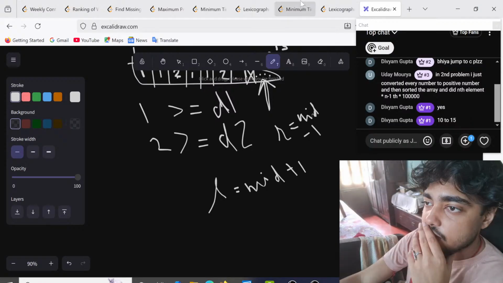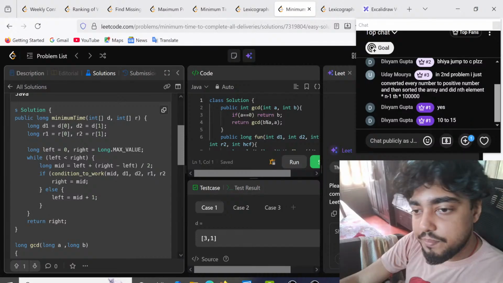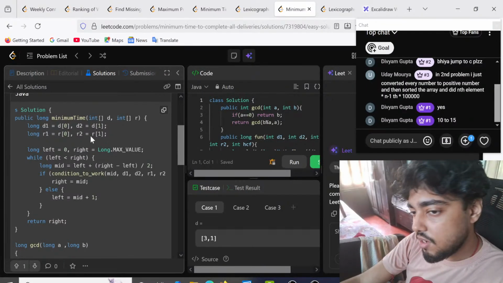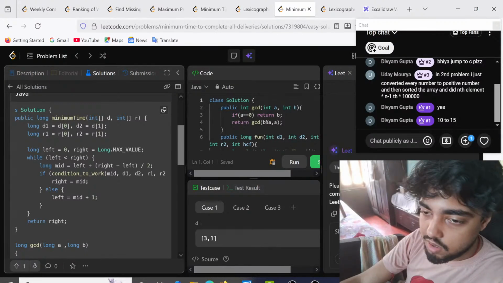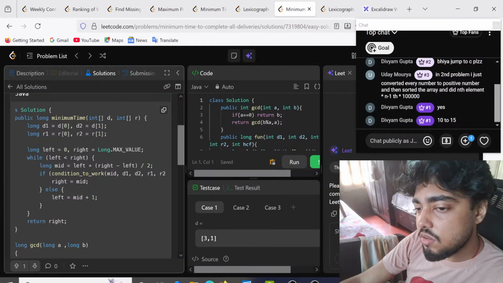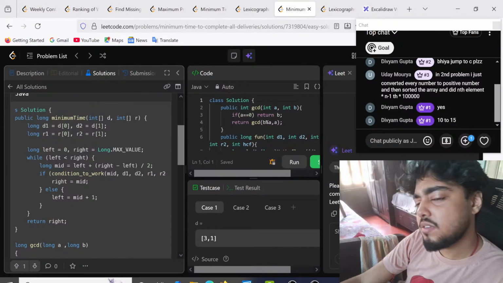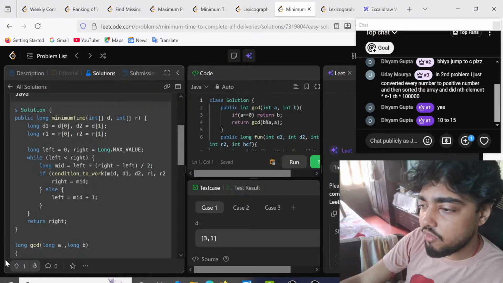Now look at this solution. This is provided. D1 is equal to D of 0, D2 is equal to D of 1. R1 is equal to R of 0, R2 is equal to R of 1. You know what D1, D2 and R1 are. Left is equal to 0, right is equal to the maximum value, 10 to the 15. He is going for the maximum value that you can have.